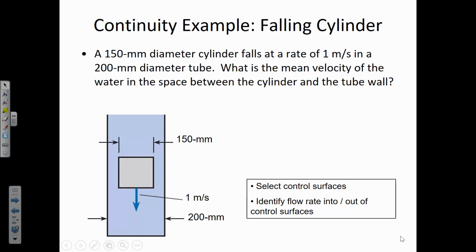And so the question is, take a moment and try and figure out what would be good control surface boundaries to draw in a problem like this. Because what we want to do is figure out where is the water going in, where is the water going out, and is there any accumulation. That's how we apply the Reynolds transport theorem, by selecting control surfaces and then keeping track of this accounting process of in versus out. So let me pause for a moment and give you a chance to try and sketch some control surfaces for a situation like this.